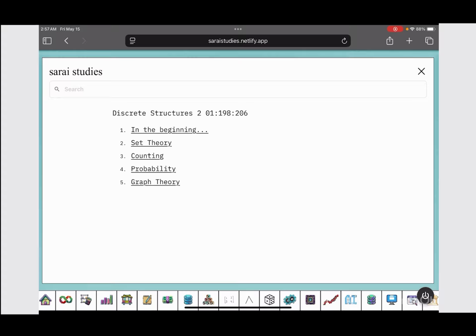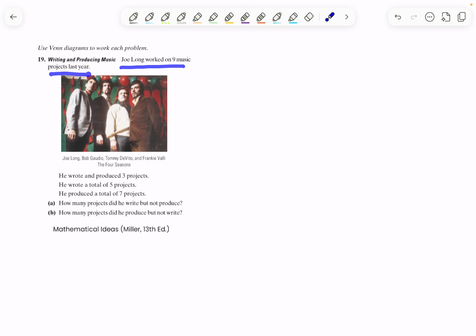We're told Joe Long worked on 9 music projects last year. He wrote and produced 3 projects, he wrote a total of 5 projects, he produced a total of 7 projects. And then we have some questions to answer, and they're telling us to use Venn diagrams to answer these questions.